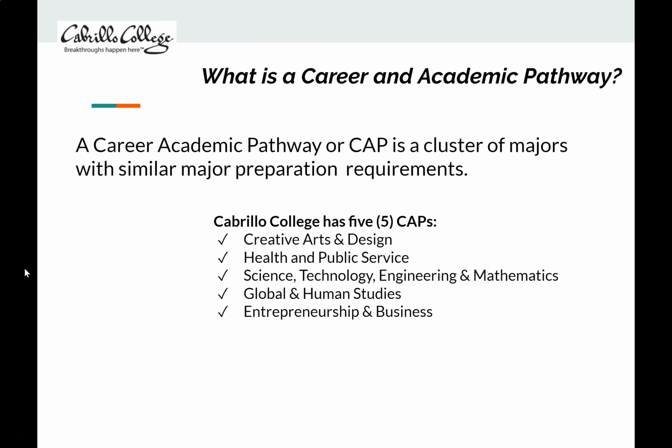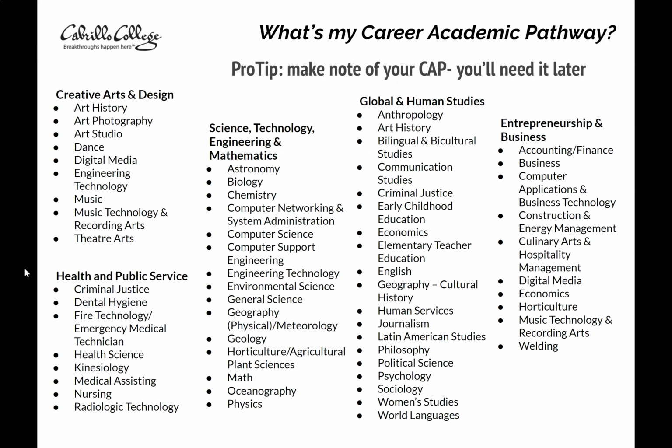A career and academic pathway, or CAP, is a cluster of majors with similar major preparation requirements. Cabrillo has 5 CAPs: Creative Arts and Design, Health and Public Service, Science, Technology, Engineering and Math, Global and Human Studies, and Entrepreneurship and Business. In case you are still not sure of your college major, you may have an idea of what CAP you're most interested in. A detailed list such as this indicating which Cabrillo majors fall under which CAP can be found on Cabrillo's website.